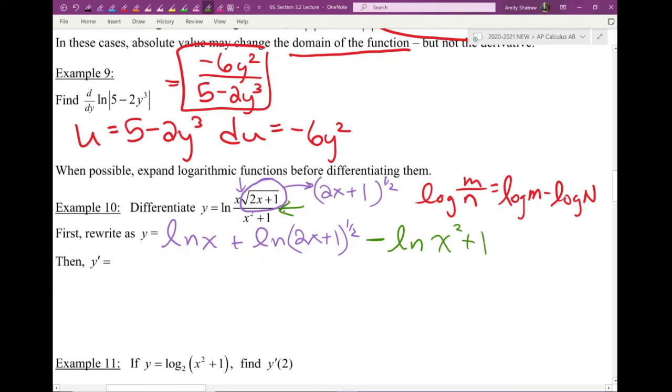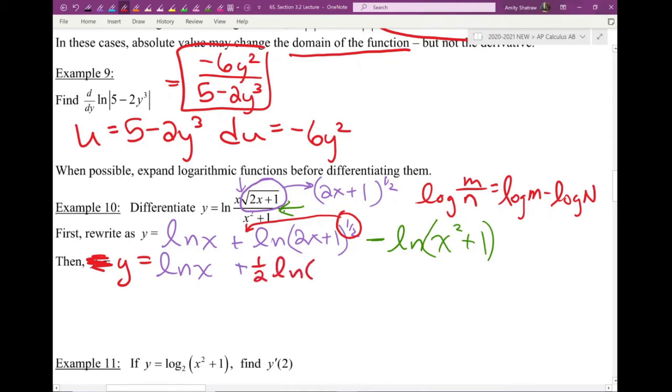And right here, I want to mess with this just a little bit more. There's my power rule. So I'm going to take one extra step. I've got room, so I don't mind. That's not y prime. This is still just y. So now I have the natural log of x plus, and I'm going to write this piece in red now, 1/2 times the natural log of 2x plus 1. And then one more piece, minus the natural log of x squared plus 1. Now, I won't lie.